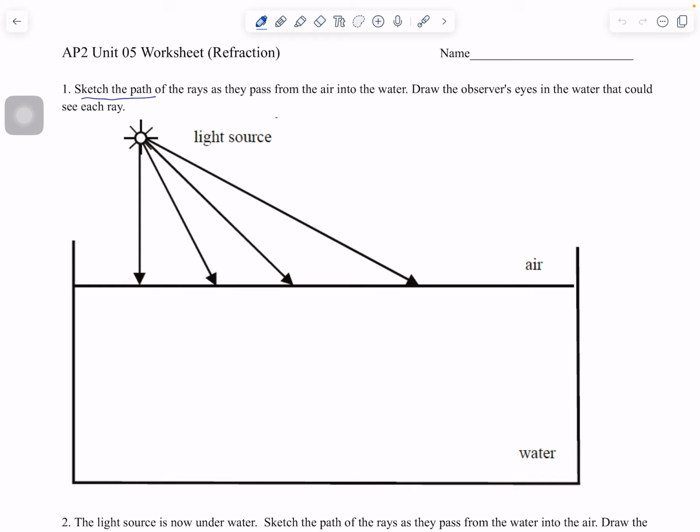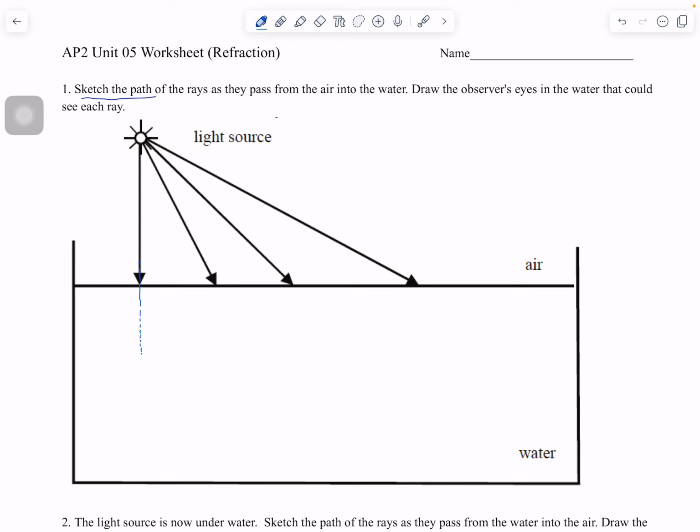For this first one, we are just doing a qualitative sketch of the path of the rays as they pass from air into the water. The first thing I want to ask is which has a higher optical density, air or water? And of course, the answer is water has a higher optical density. So what's the first thing we do when we are figuring out where the rays go? The first thing we're going to do is draw the normal. So I'm going to draw a normal here.